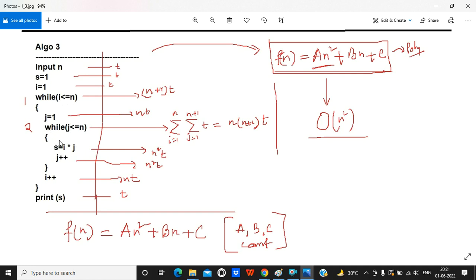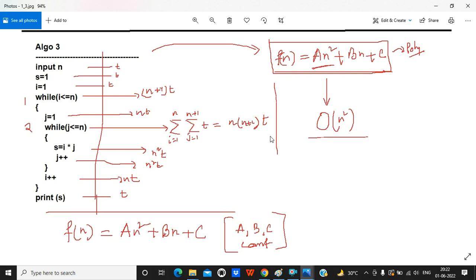See, the inner loop is dependent on the outer loop, it's not like that. Here it's an independent loop, two independent loops running together, which depend on the value of n. So if your algorithm contains this type of nested loop, nested loop means two levels: one outer loop, and one more, the inner loop.